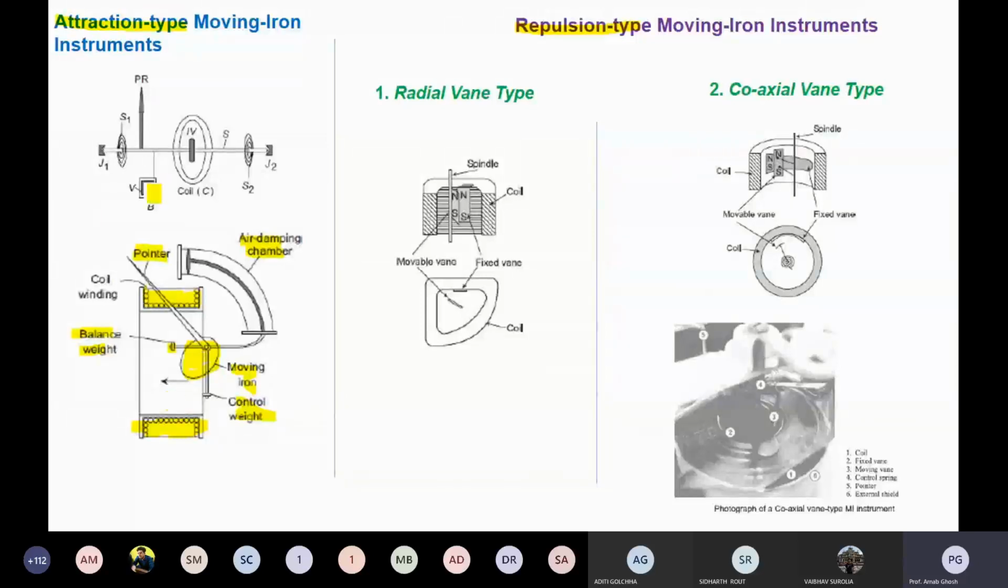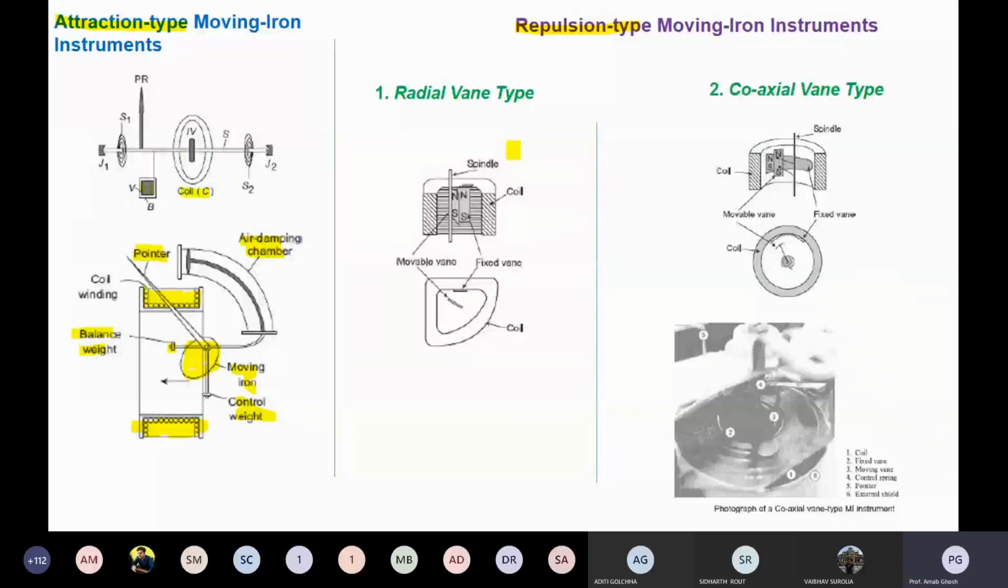Another feature you can see in another diagram. It is your coil, two springs are there, and it is your pointer. Normally that is for the PMMC instrument.